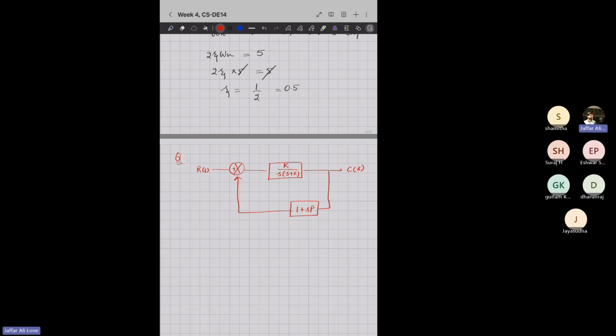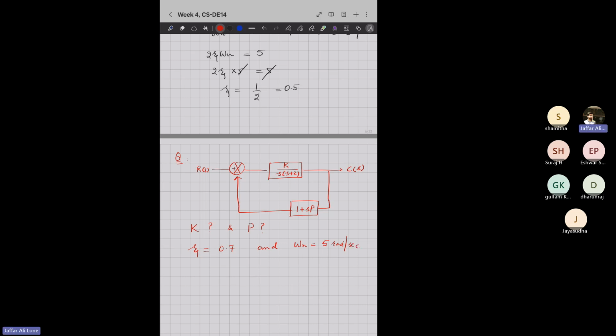So what is given? You are given this block diagram. It's saying the block diagram of a closed loop control system is shown in figure. Find the values of K and P. It's given that zeta is 0.7 and undamped natural frequency, that is omega n, is given as 5 radians per second.